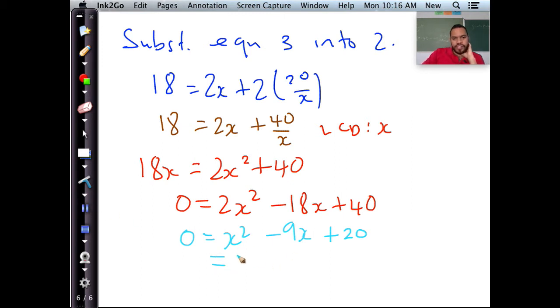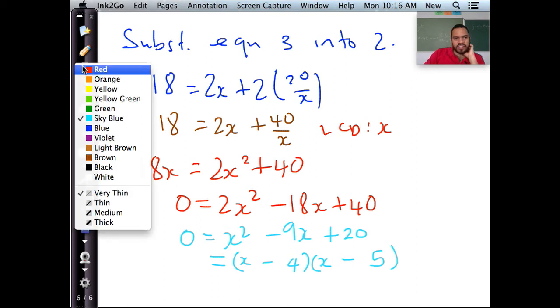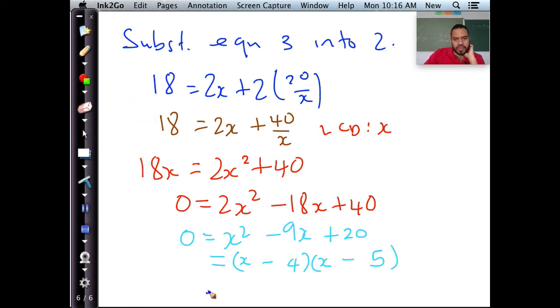So if we look at the factors here, you have x and x in each bracket. Are you with me? Factors of 20 that you add to give you 9 is 5 and 4. Okay, and both of these are going to be negative. And that gives you a solution saying that, okay, therefore the one x value is x is equal to 4, the other x value is x is equal to 5.